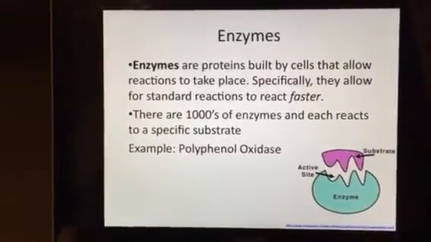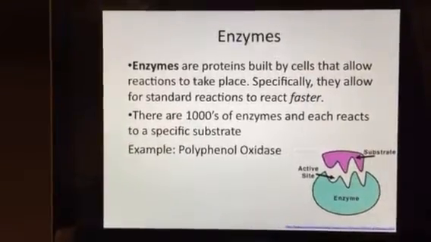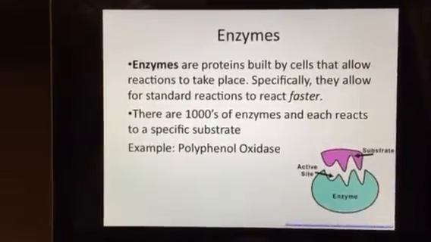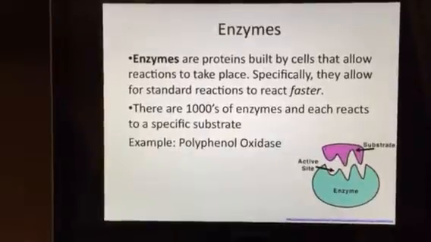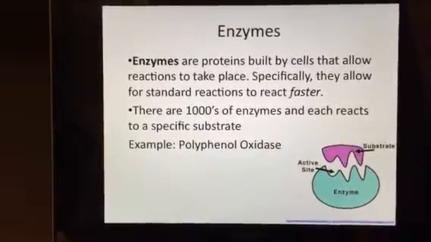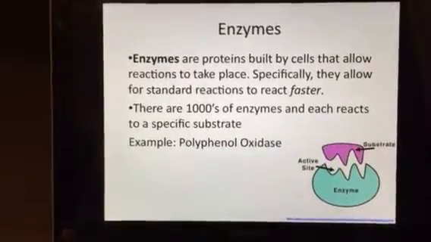Hello, today I'd like to talk to you about chemical food preservation. Specifically, I would like to talk to you about enzymes found in food. In order to do that, we need to talk about what enzymes are. Enzymes are proteins built by cells that allow reactions to take place.